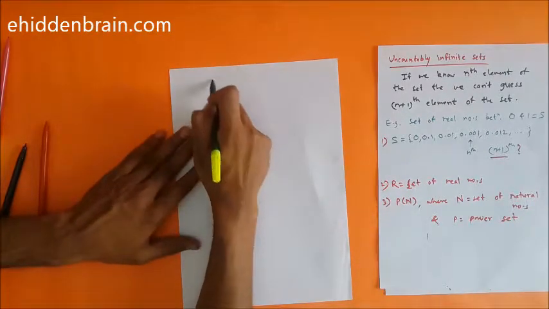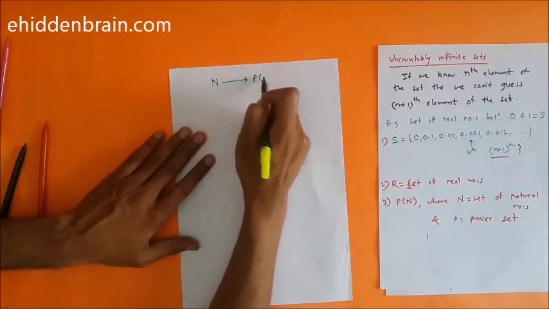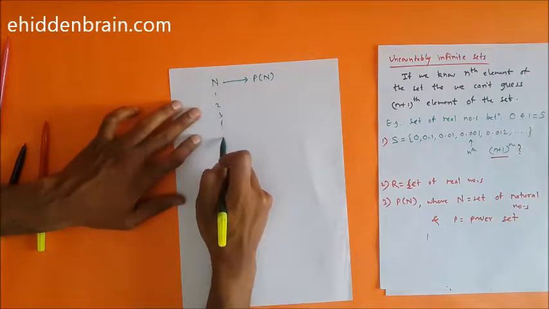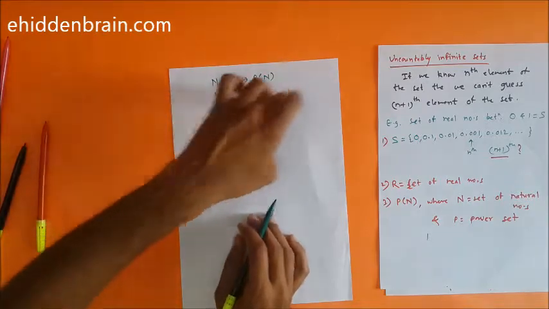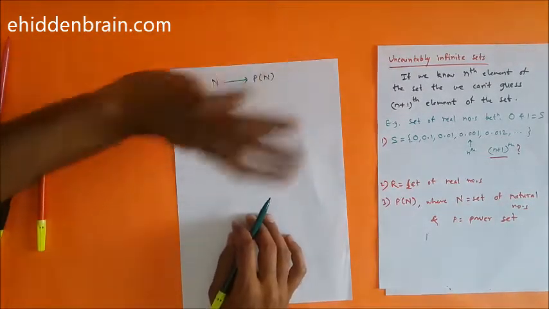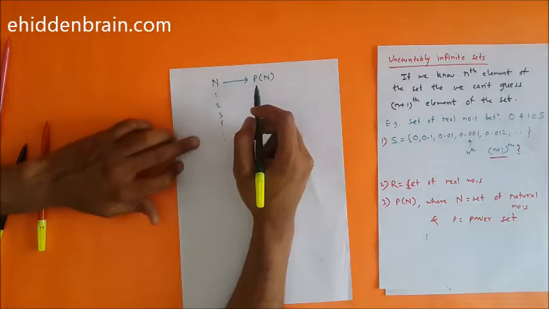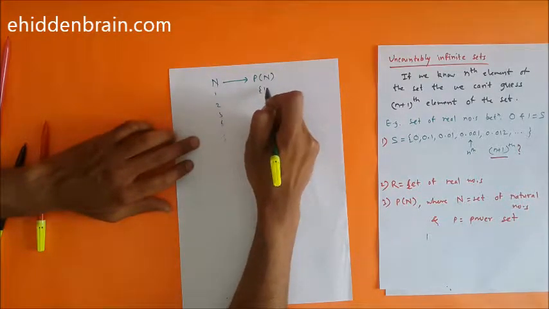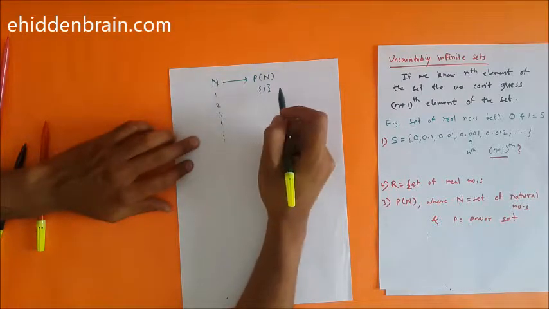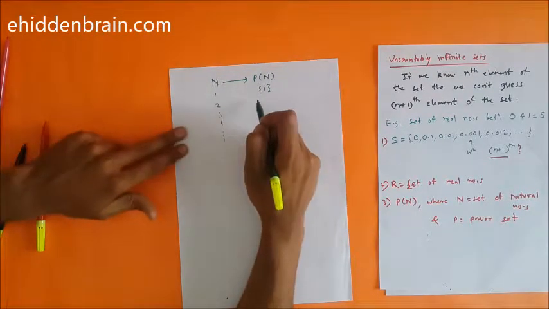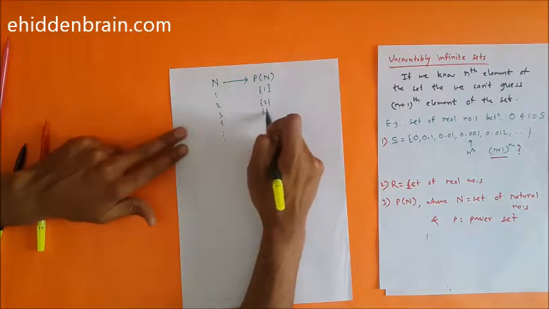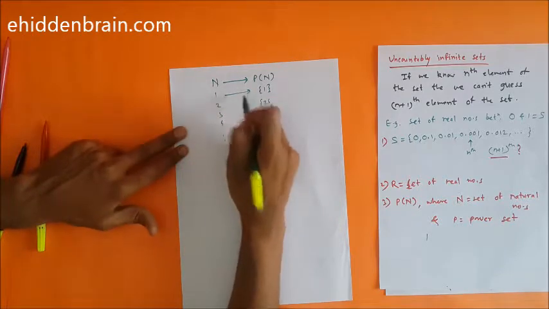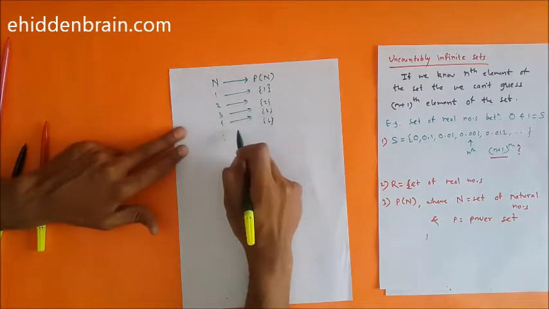There should be a bijection between the natural numbers and the power set of N, if it is countably infinite. But you can see it is not a countably infinite set, because if I take the power set, one of the elements of the power set is a single element set. So I can set {1}, {2}, {3}, {4}, and this will go on to infinity. So this looks like a bijection.